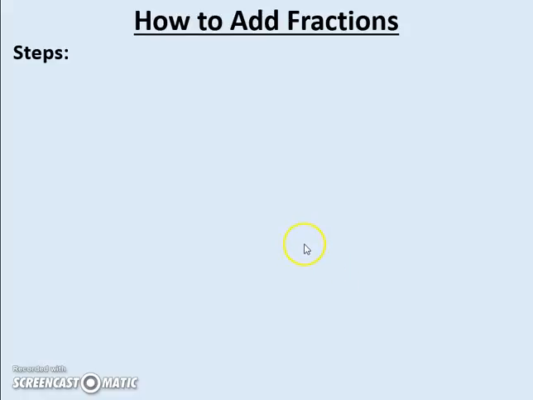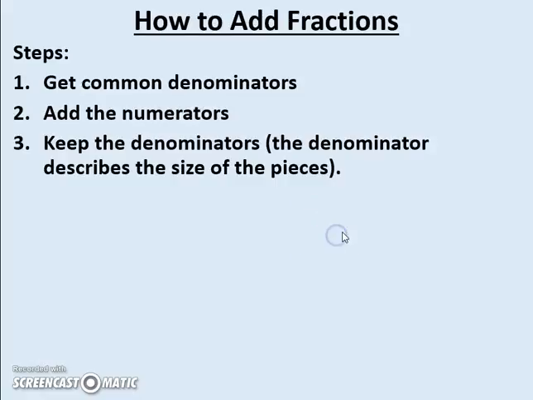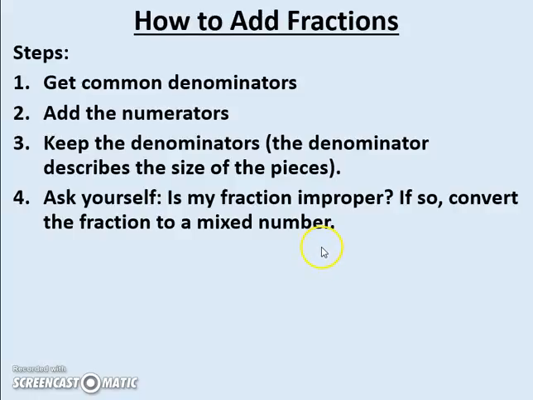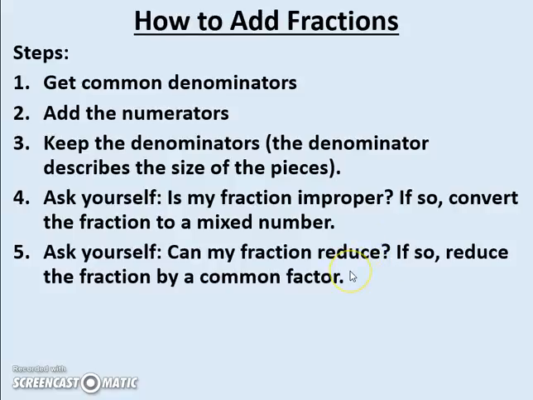So we're going to begin with how to add fractions. Here are the steps. First, get common denominators. Second, add the numerators. Third, keep the denominator. The denominator describes the size of the pieces. Ask yourself when you're finished, is my fraction improper? And if so, convert the fraction to a mixed number. Also ask yourself, can my fraction reduce? And if so, reduce the fraction by a common factor. Let's do an example to show you how to add fractions.